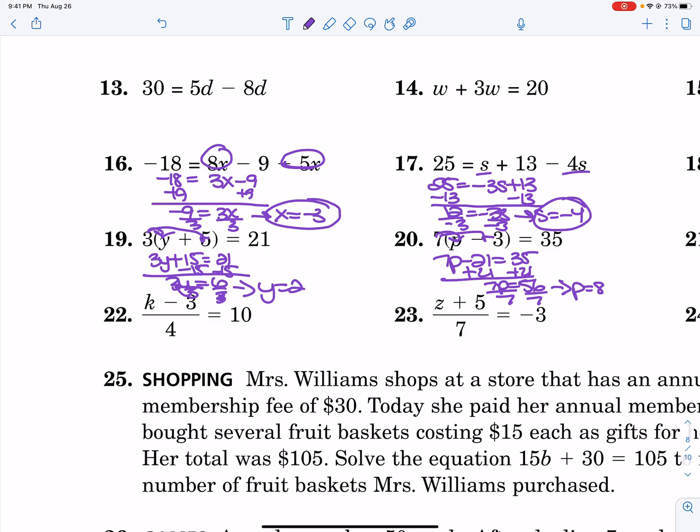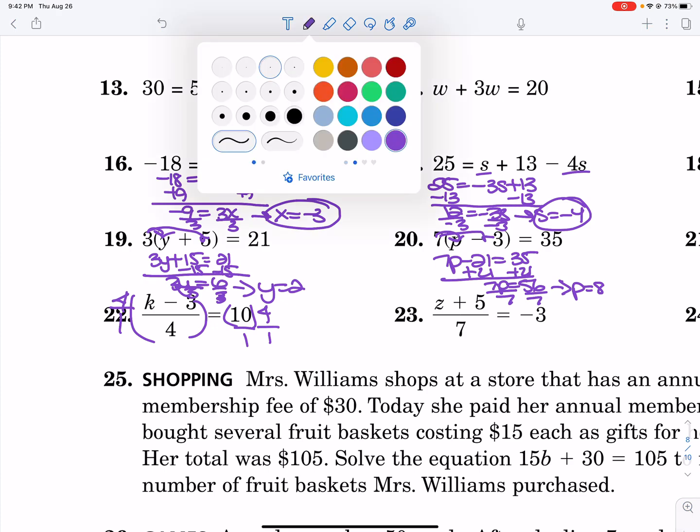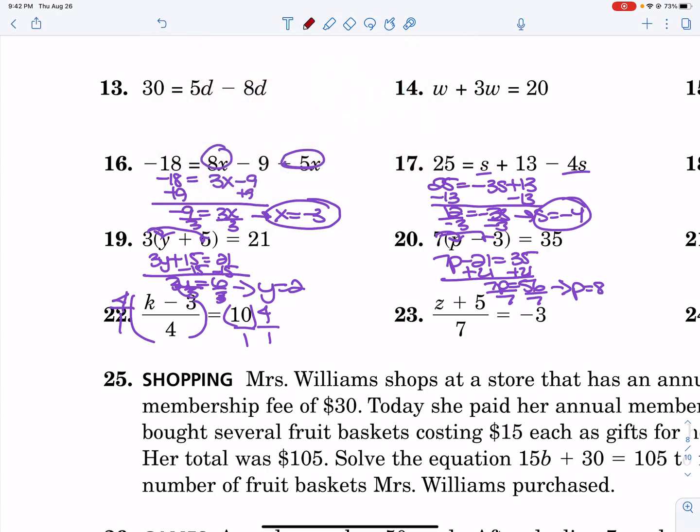Okay? All right. Here, to get rid of the 4 in the denominator, I'm going to multiply everybody by 4 over 1. The reason is because here I have a 4 in my denominator. I multiply by 4 over 1. Essentially what I just did is I canceled the 4's out. So I have k minus 3 is equal to 40. Add 3 to both sides. So then I get k is equal to 43.